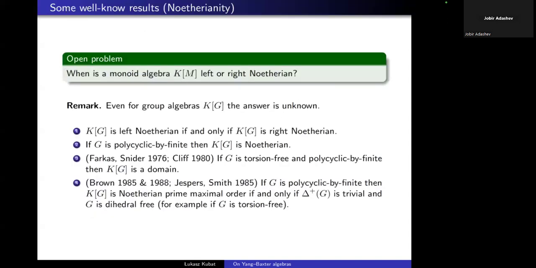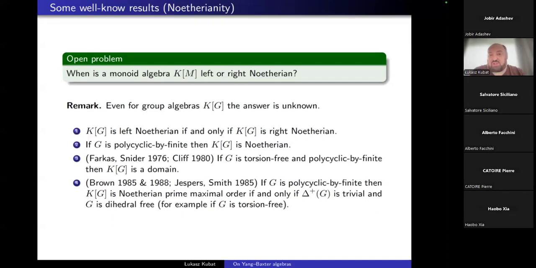So the natural question is to ask when such algebras are Noetherian. We can pose an even more general problem: when monoid algebras of arbitrary monoids are left or right Noetherian. And as you know, this is an open problem even for group algebras. There is also a bunch of classical results: a group algebra is left Noetherian if and only if it is right Noetherian, because on KG we have a natural involution determined by the natural involution in G, which is the inversion of an element. So Noetherianity for group algebras is a symmetric property. All we know is that group algebras of polycyclic-by-finite groups are Noetherian. There is a conjecture that the converse also holds, but up to now, nobody knows whether it's true.